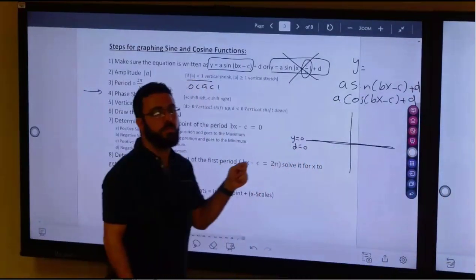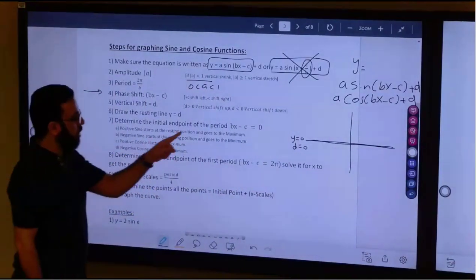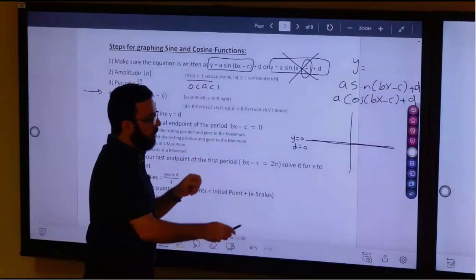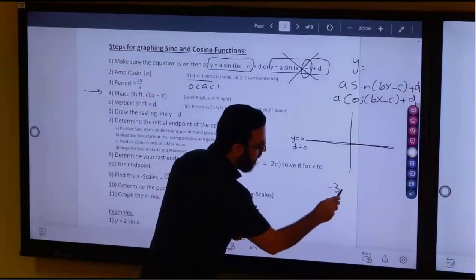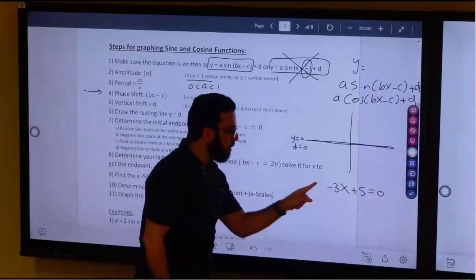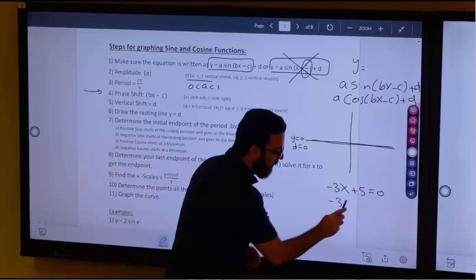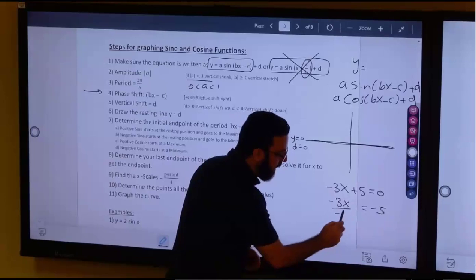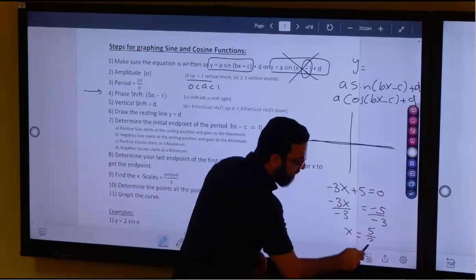Go ahead. What if b is negative? Let's do it here. If you have negative 3x plus 5 equals 0, I need to solve it for x. I'm going to move the 5 to the other side, so negative 3x is equal to negative 5. Then I divide both sides by negative 3. That means x is equal to 5 over 3.